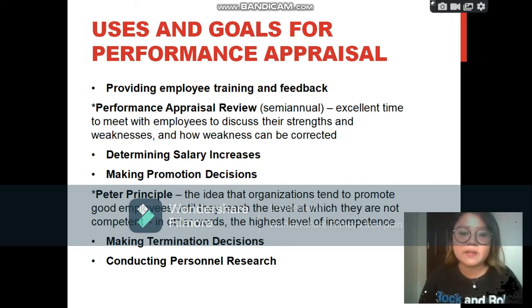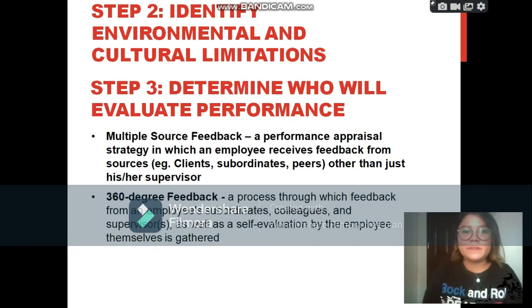So it's not like that. Okay. And another thing is this is also the result of this performance appraisal could also be used in conducting personal researches. Okay, for the second step, this is to identify environmental and cultural limitations, and also determine who will evaluate performance.